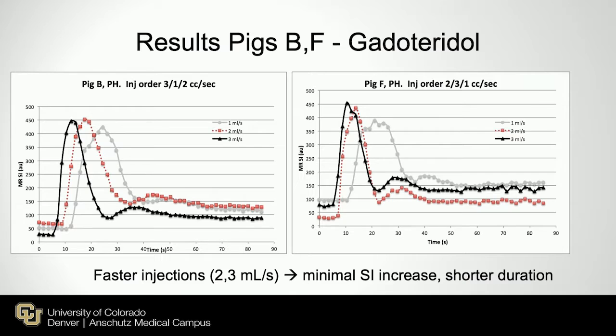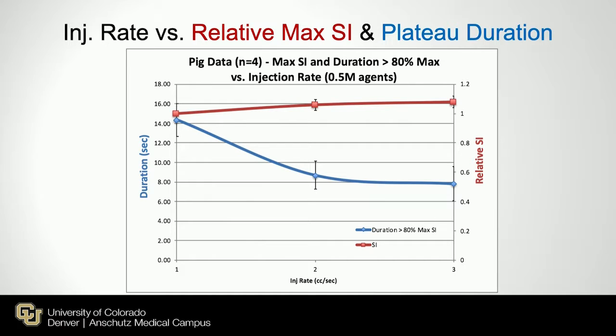Here's one with gadoteridol. Again, similar thing, the faster injections aren't really buying you much more signal intensity, the slower injections buying you a longer plateau, and that can be seen in this graph where the red line is the relative signal intensity as we go from 1 to 2 to 3 mL per second, and the blue line shows you that we're actually decreasing, all we're effectively doing is decreasing the length of that injection, which then leads right to blurring.